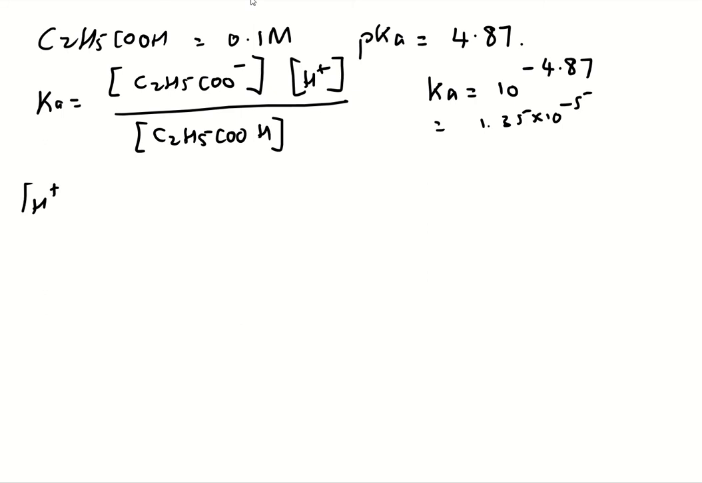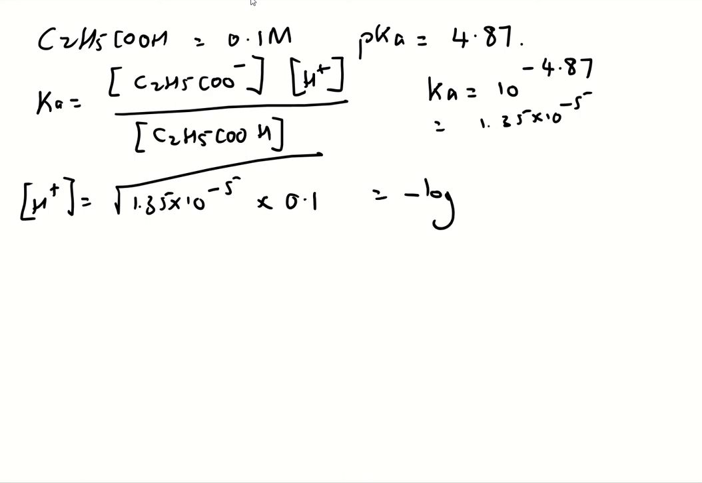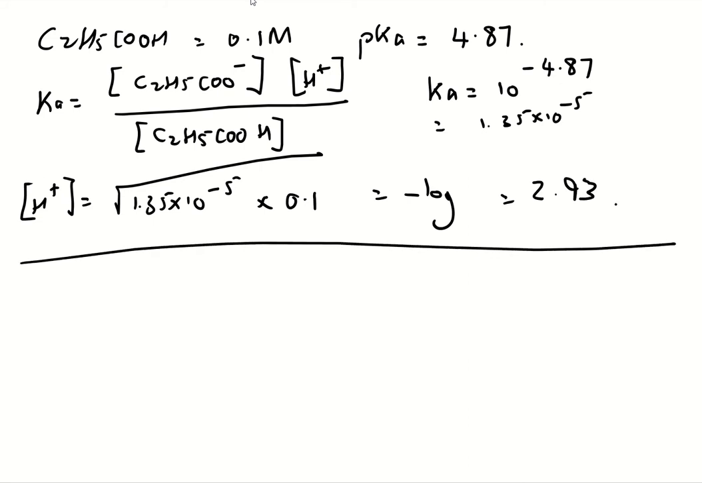We go back over here and rearrange our equation to make H plus the subject, and we put our Ka multiplied by our 0.1, which is the HA concentration. We will minus the log of our answer there, and that gives us a final answer of 2.93. So our pH there is 2.93.